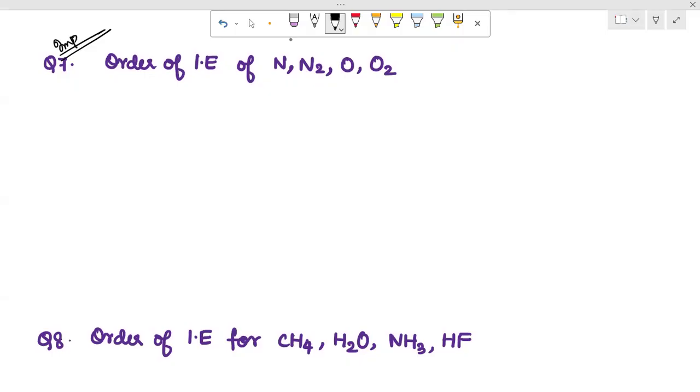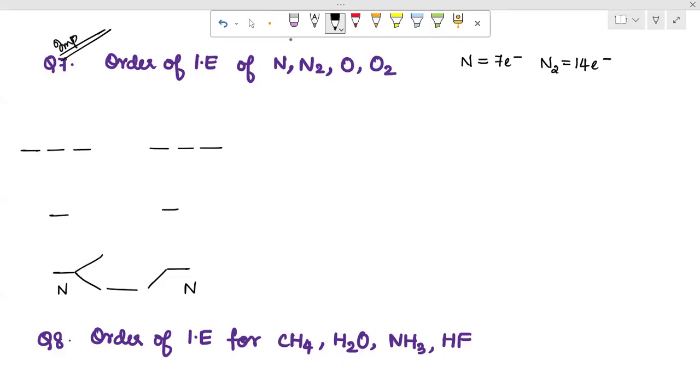Okay. So we know that nitrogen has 7 electrons and N2 will have 14 electrons. The way you fill these 14 electrons: you have 1s of nitrogen, 2s of nitrogen, 2p of nitrogen. So these are two N atoms and they combine to form N2. You will learn them.